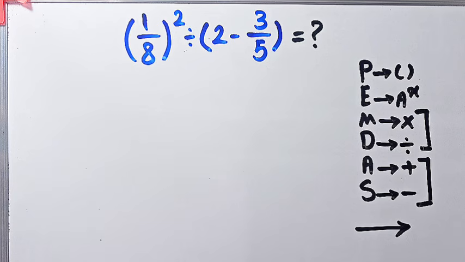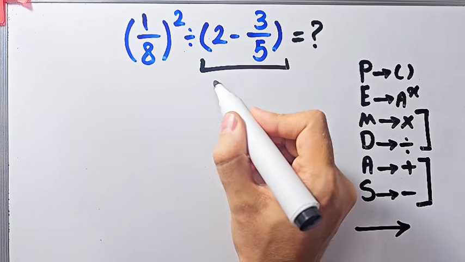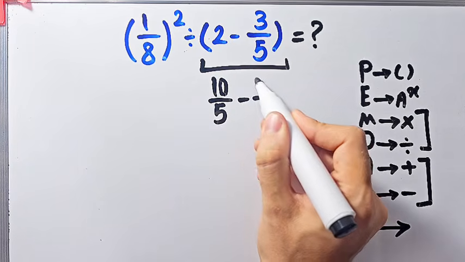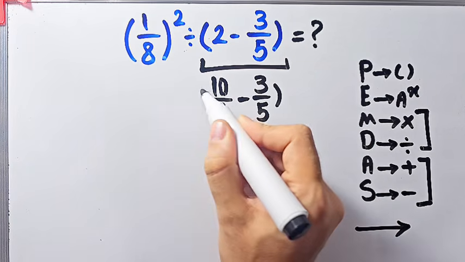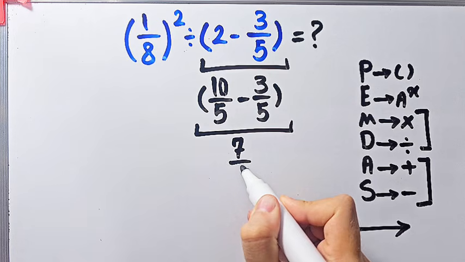Okay guys, according to the PEMDAS rule, first we simplify this parentheses. We have 2 minus 3 over 5. Since the denominator of this fraction is 5, we can write 2 as 10 over 5. Now we have 10 over 5 minus 3 over 5 inside this parentheses. The question is 1 over 8 to the power of 2 divided by open parentheses 10 over 5 minus 3 over 5 close parentheses. Now we have exponent, division and parentheses. In this step, we simplify this parentheses. 10 over 5 minus 3 over 5 equals 7 over 5.